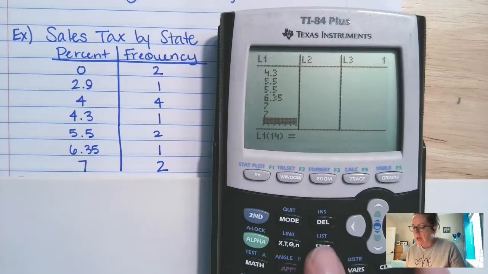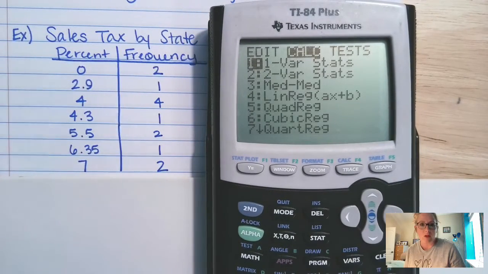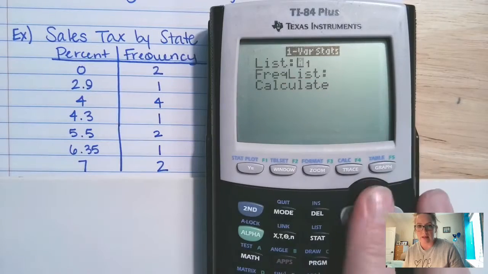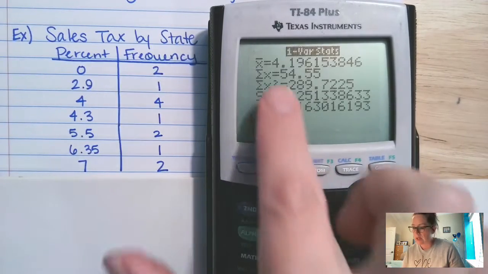Okay, so let's go ahead and get the mean. So we're going to go stats, over to calc. We are in one variable statistics because we have one list going on. So we're going to go enter. We want the L1 data in there. So we're going to go calculate. Okay, so here's the mean.